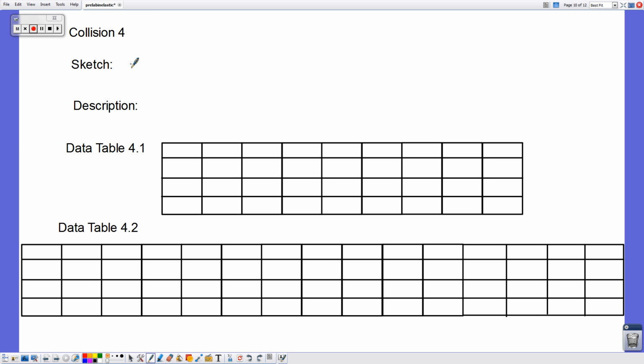Alright, so for this one, all I'm going to give you is a sketch. You have to write me a description. You need to fill in all the data tables and collect everything as necessary. Notice that data table 4.2 here has some extra columns. That's a hint. Alright, collision 5. You're going to do this. You're going to write a description. You have to fill in all the data tables.